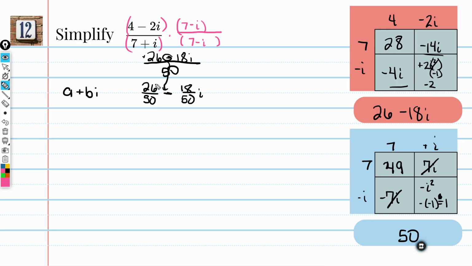Looking to cancel and reduce, we have 26 and 50, which are both divisible by 2, giving us a 13 and a 25. And 18 and 50 are also both divisible by 2, giving us a 25 and a 9. So when I rewrite my fraction in that format of A plus BI, I end up with 13 25ths minus 9 25ths I as my final answer.